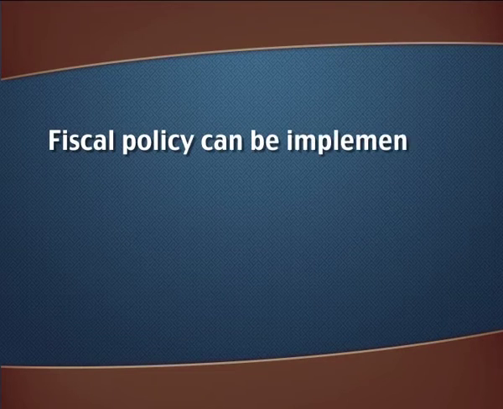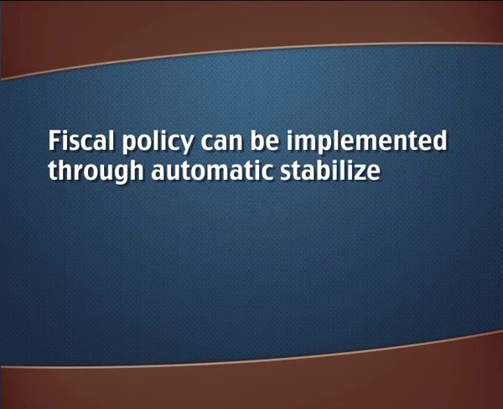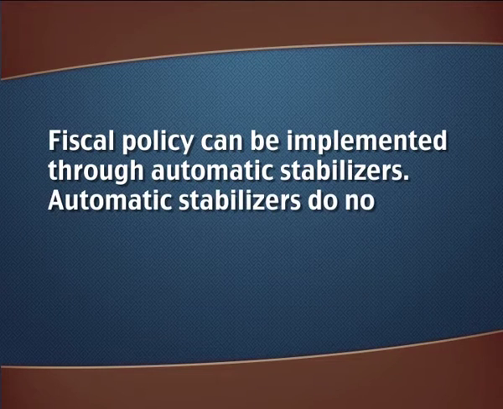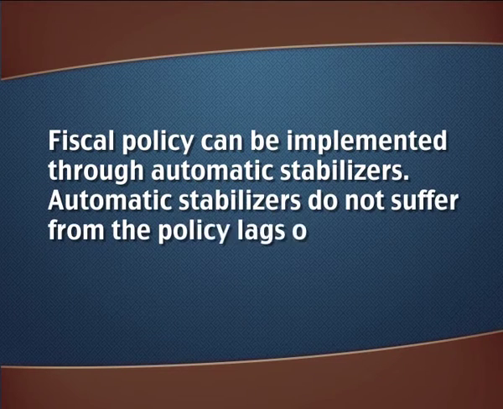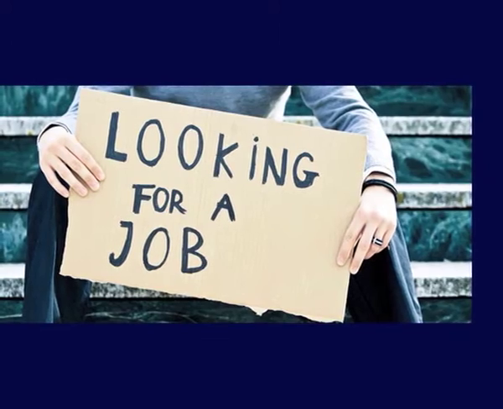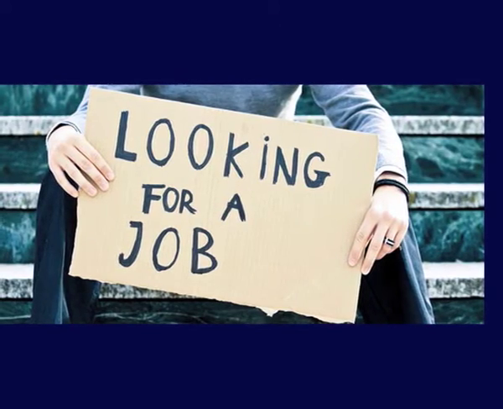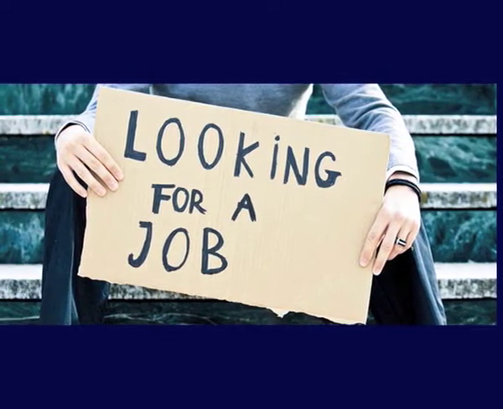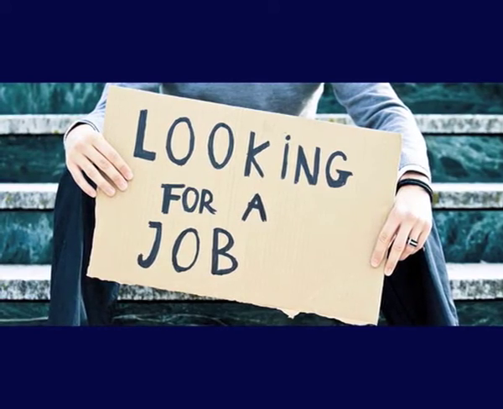Fiscal policy can be implemented through automatic stabilizers. Automatic stabilizers do not suffer from the policy lags of discretionary fiscal policy. Automatic stabilizers use conventional fiscal mechanisms but take effect as soon as the economy takes a downturn. Spending on unemployment benefits automatically increases when unemployment rises, and in a progressive income tax system, the effective tax rate automatically falls when income declines.